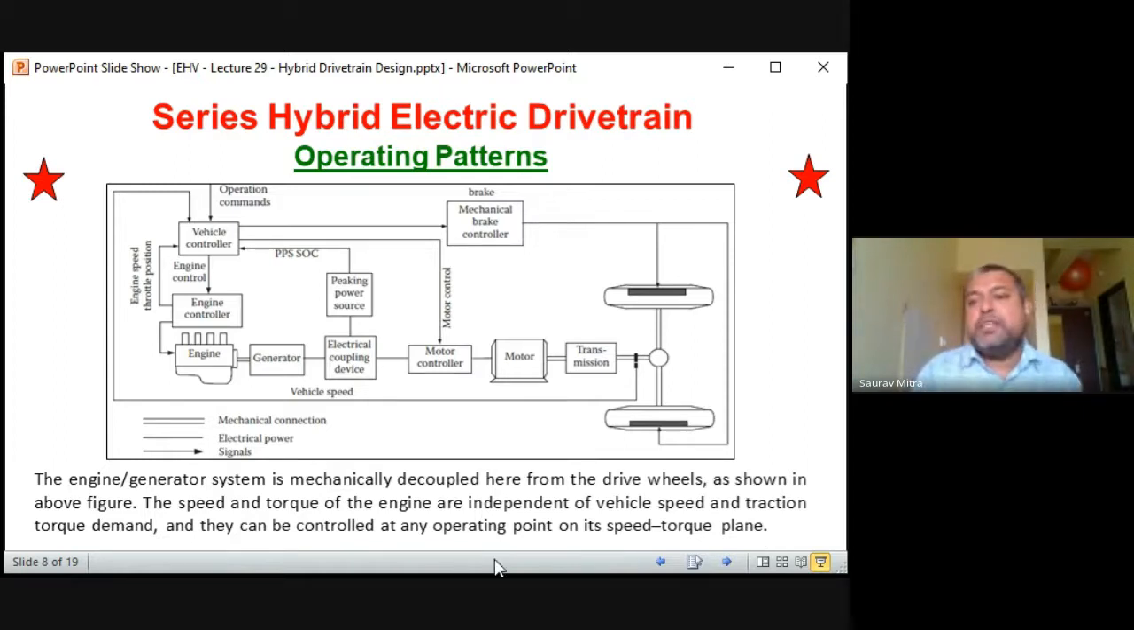So there are two speed torque planes. One is the speed torque plane of the engine, which is running with a constant speed, giving a constant power or torque, and there is another speed torque plane which is produced by the PPS. Together they are satisfying whatever the demand is. Very important thing, very important slides. So all these points that are written are to be understood.